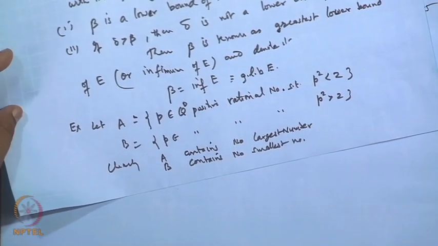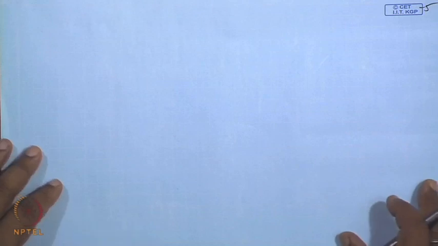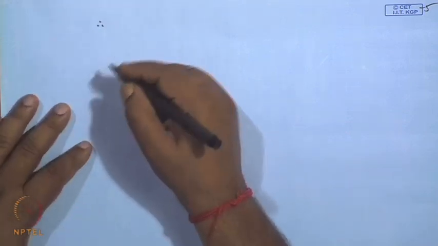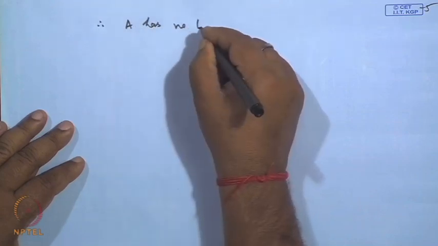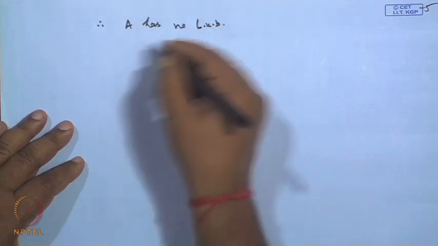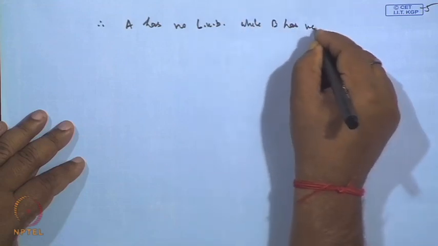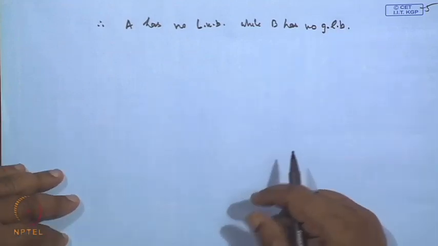Okay. So, in this case, A has no greatest lower bound, B has no greatest lower bound, and A has no largest number. Therefore, we can say A has no least upper bound, while B has no greatest lower bound. That is obviously true.